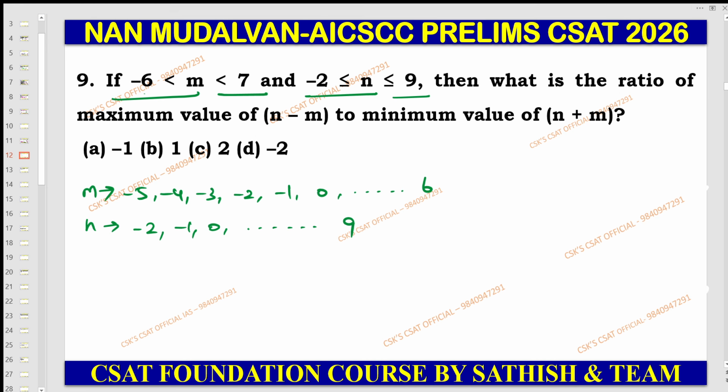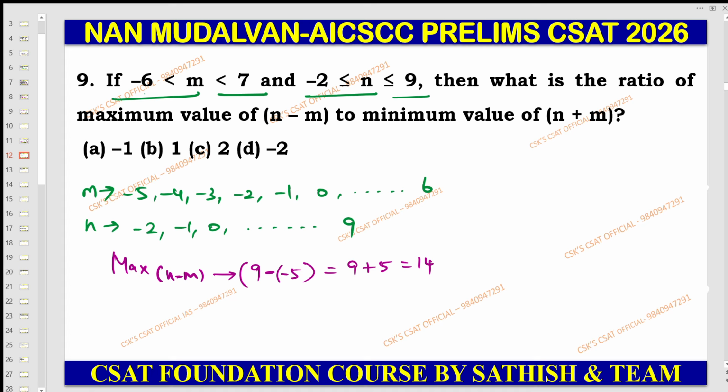One simple logic you have to use here. In order to find the maximum of n minus m, please understand, in order to get the maximum value, you have to place the highest value for n and the lowest value for m, because of the minus sign. What is the highest value of n? 9. What is the lowest value of m? -5. Now you see 9 minus minus 5, it becomes 14. So this is the maximum value of n minus m.